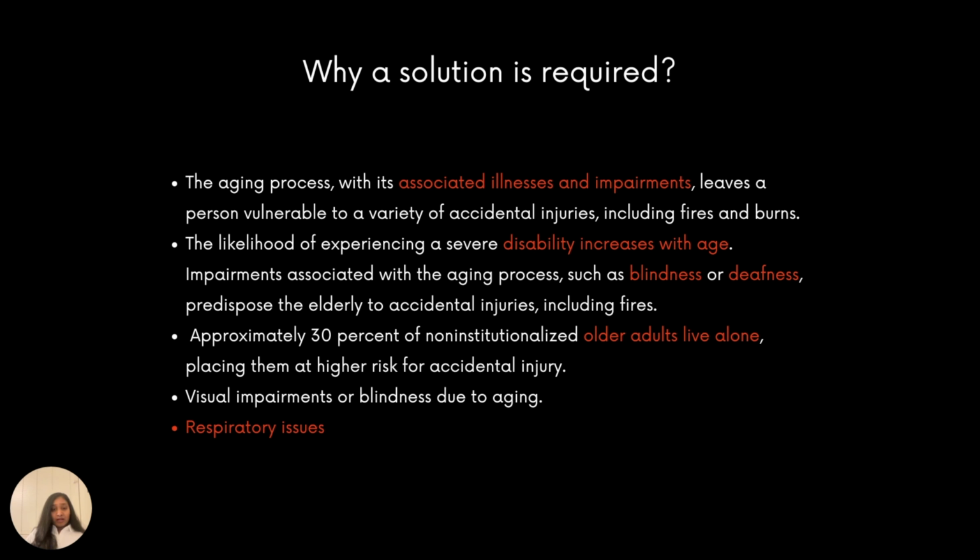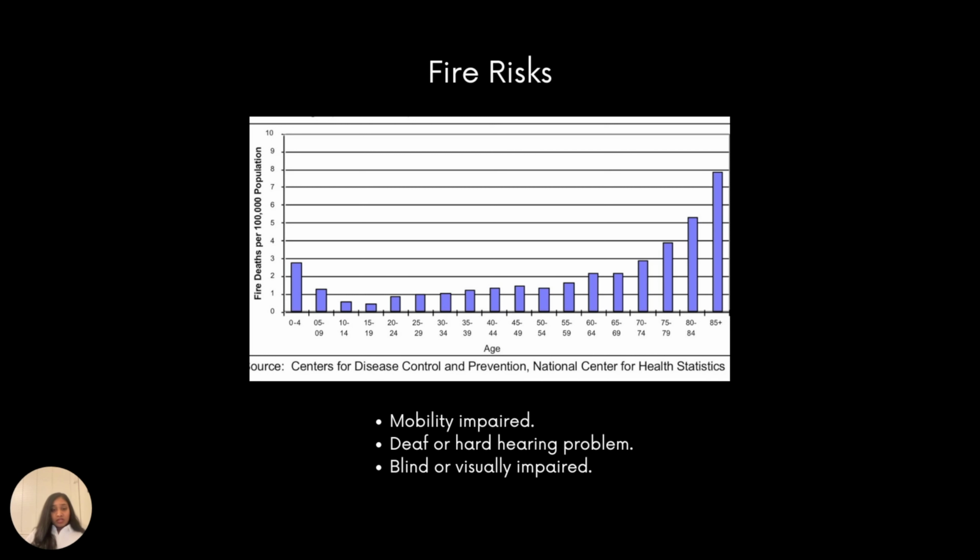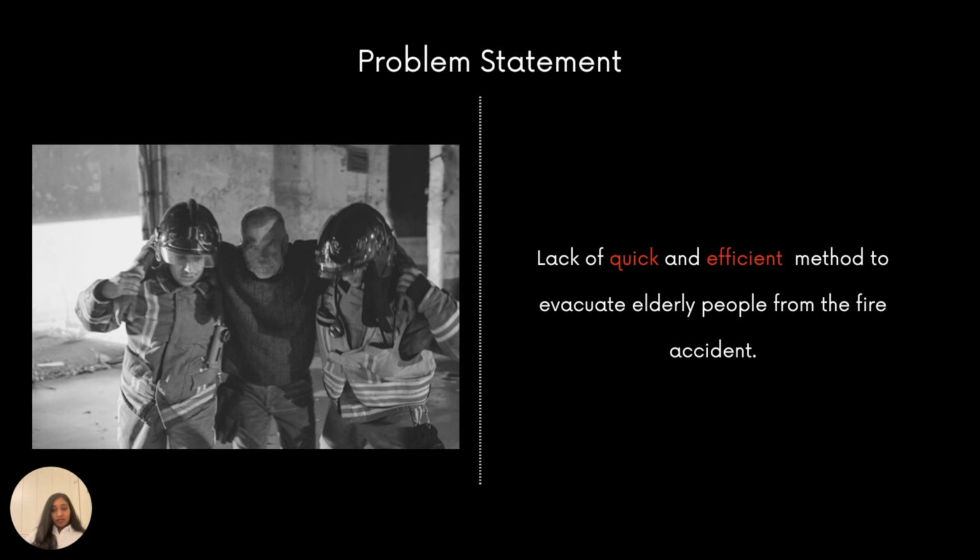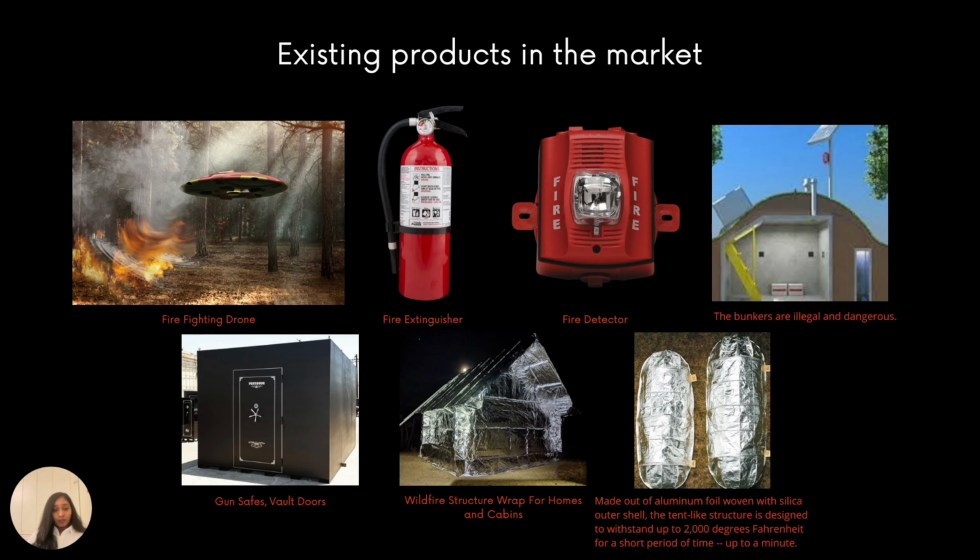Most of my target audience have impairments like visual impairments, muscle impairments, and respiratory issues, so they are at higher risk. This is the graph which shows fire deaths against age, and if you see, most of them are above the age of 80 who are at risk. So here's my problem statement: lack of a quick and efficient method to evacuate elderly people from a fire accident.